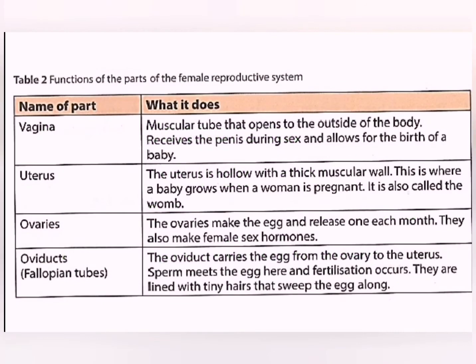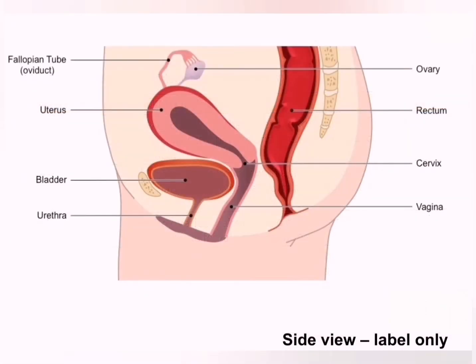Your textbook provides a table like this, which nicely summarizes the name of each of these parts and what their functions are. But let me explain them individually. Now, I know this picture looks a little bit different to the one in your textbook, but it's got the same parts. This large organ that the arrow is pointing to is called the uterus.